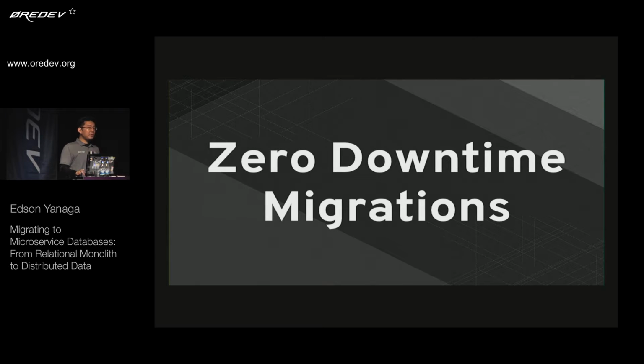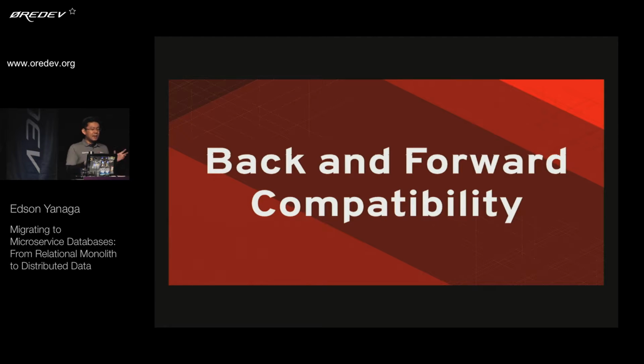And for us to be able to achieve zero downtime migrations, we need to create migrations that are backward and forward compatible, which means that my database schema between versions must be compatible with the next version, and the next version must be compatible with the previous one. And is that possible? Definitely, because many teams are using these things in production.